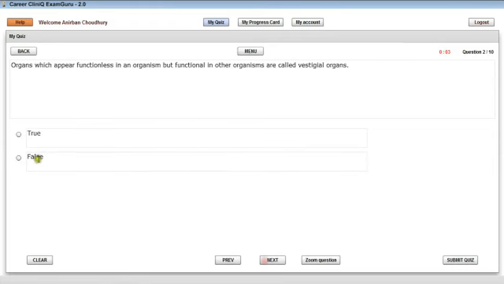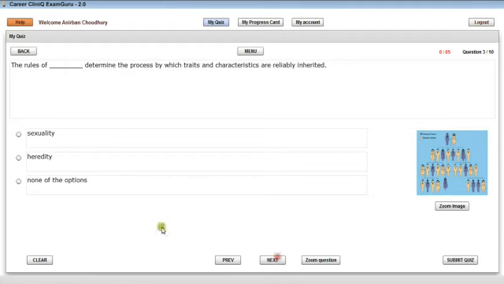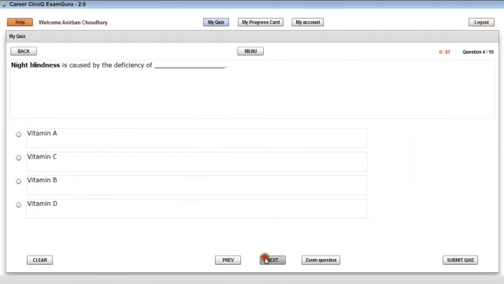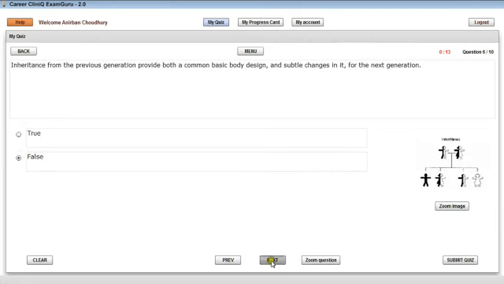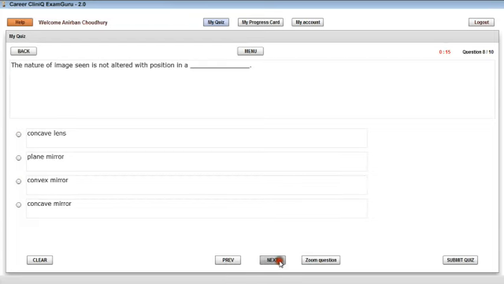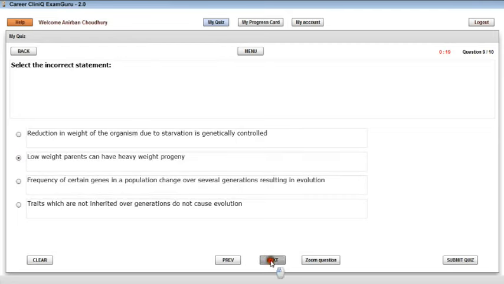And the candidate answers the question. Let's say we will answer this in totality. We'll answer all the 10 questions here. And there's a particular reason why I'm saying this, and you'll see the beauty of this software yourself once the test gets over.